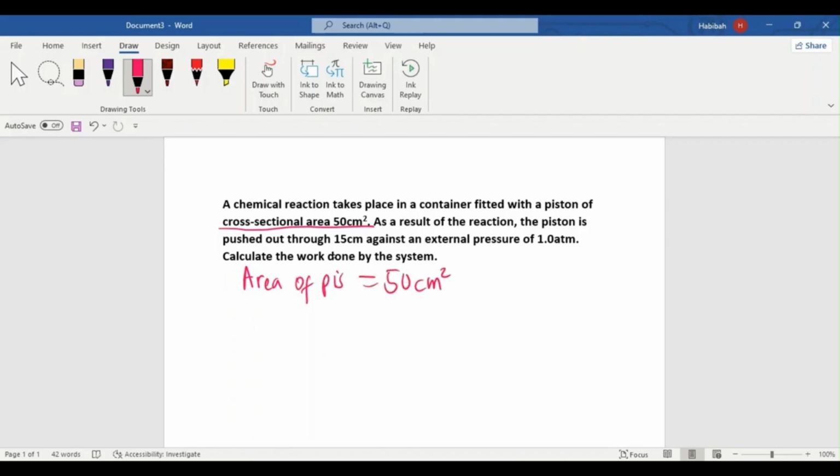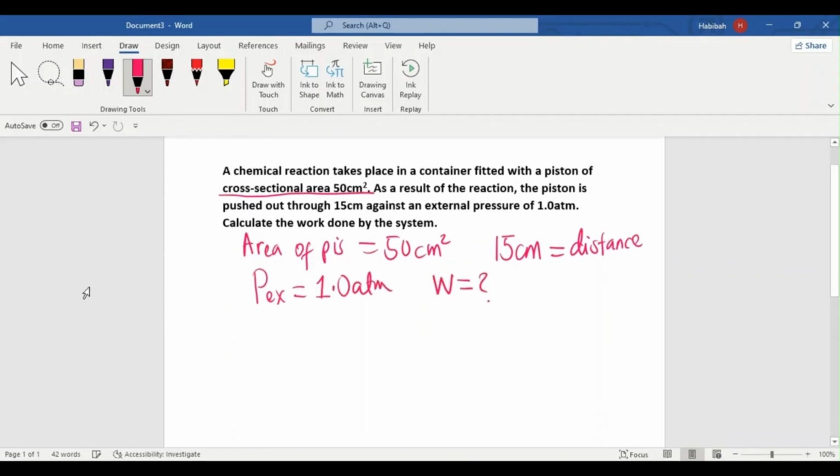As a result of the reaction, the piston is pushed out through 15 centimeter against an external pressure of 1 atm. So basically, the distance that the piston traveled is 15 centimeter, just basically the distance as a result of the reaction. And that is done against external pressure, so P external of 1.0 atm. So we're supposed to calculate the work done by the system.